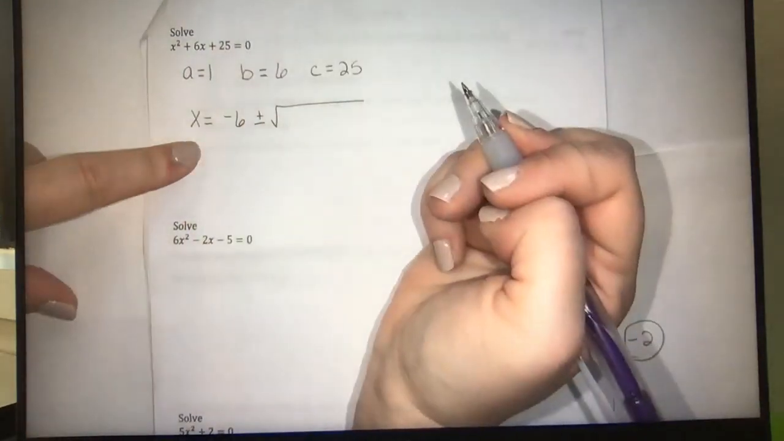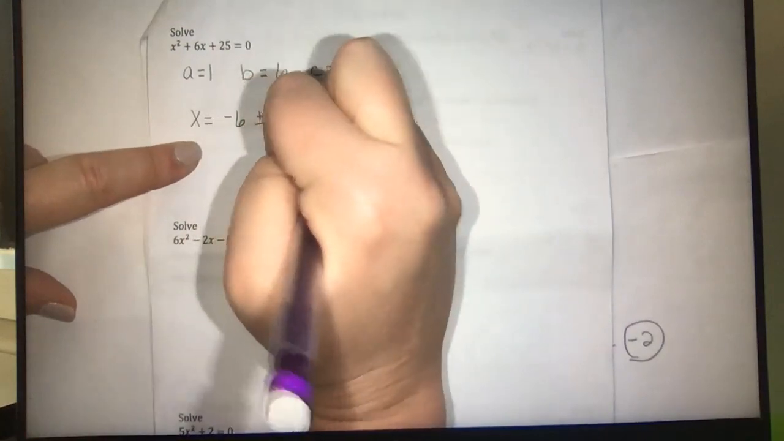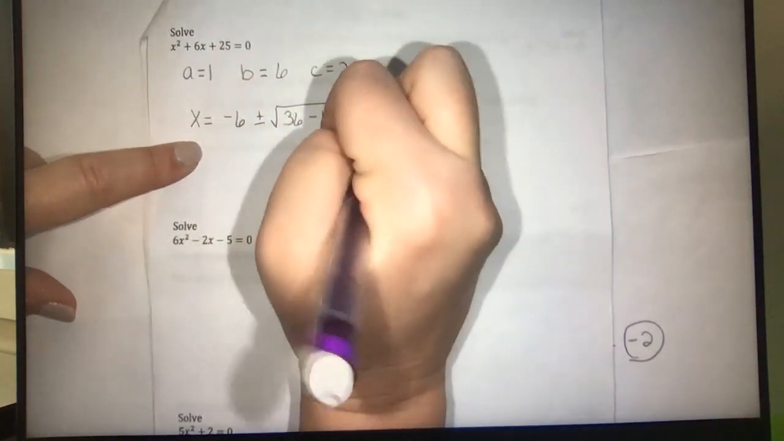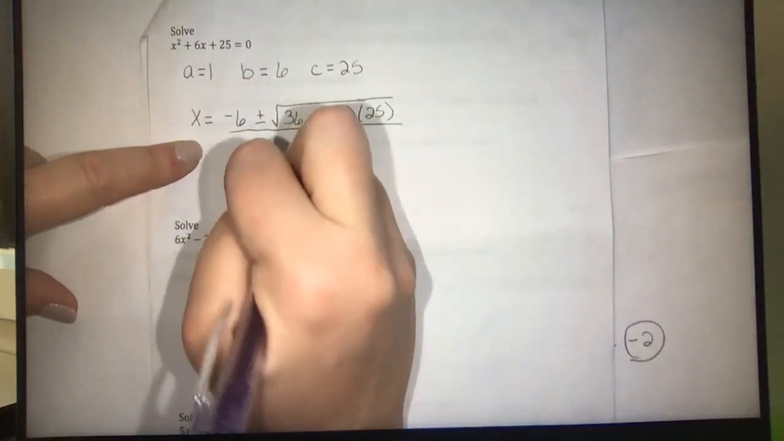Here's your radical: B squared, that's 36, minus 4 times A times C, all over 2A.